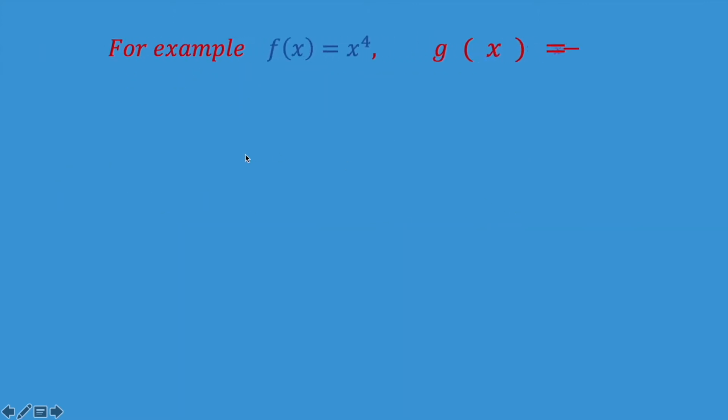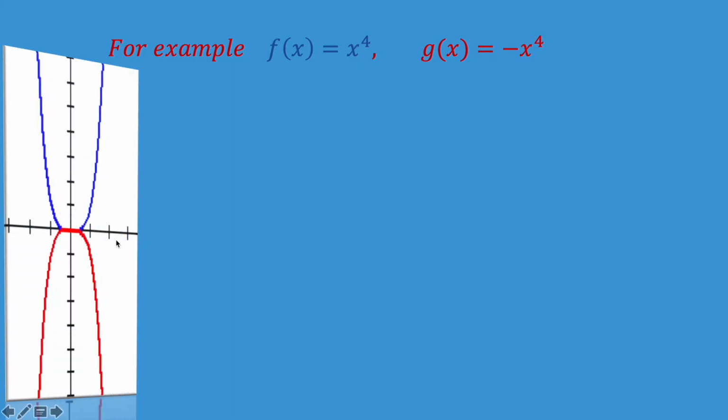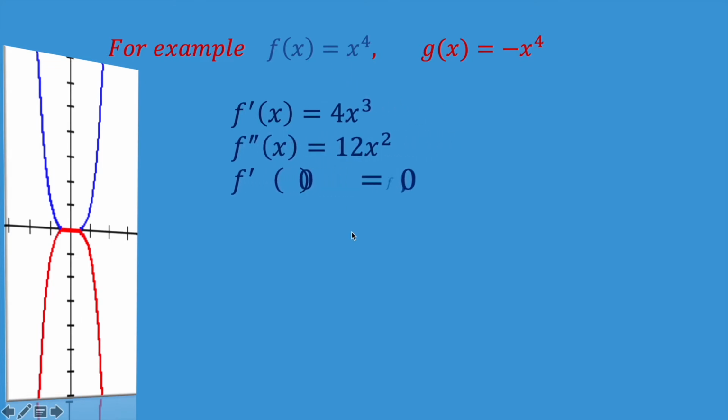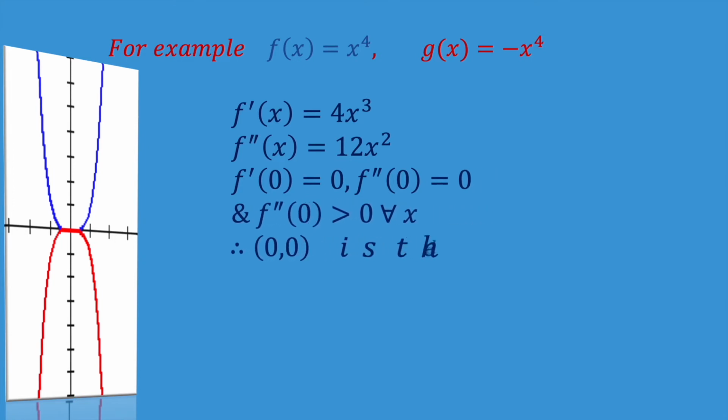Now for example, let's say x raised to power 4 and negative x raised to power 4. The graphs are shown also. Let's first find the derivative of x^4, that is 4x^3, and then the double derivative 12x^2. The first derivative and double derivative are both 0 and the double derivative is positive for all x. So we confirm that (0, 0) is the local minimum because the double derivative does not change sign at x = 0.